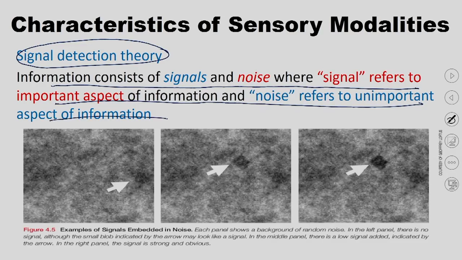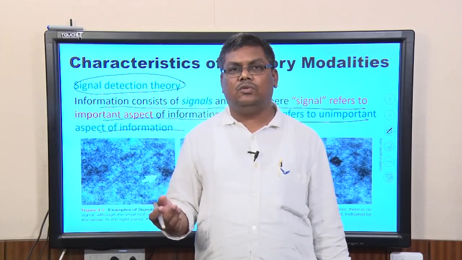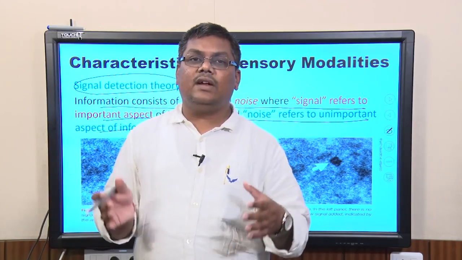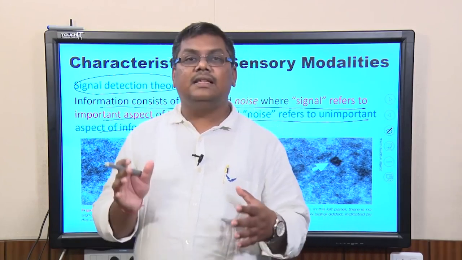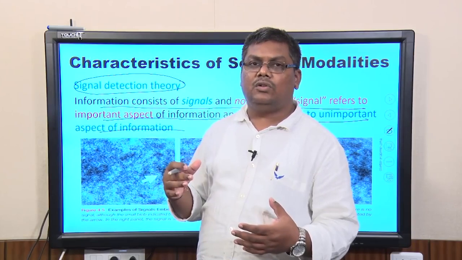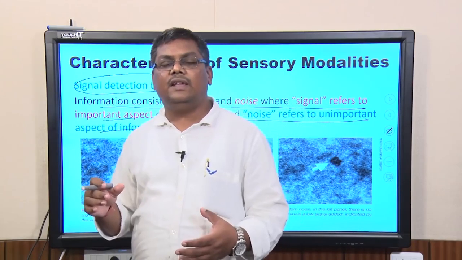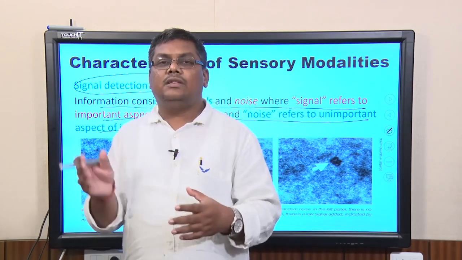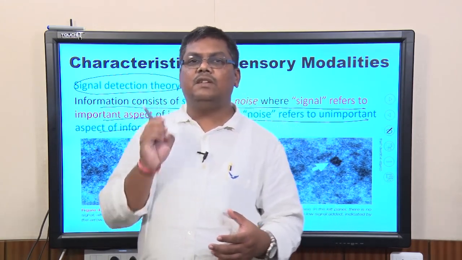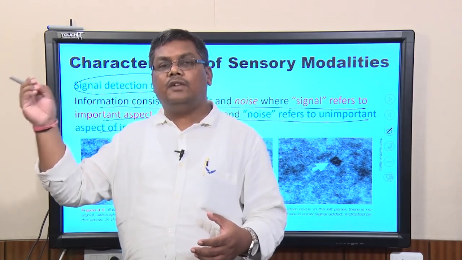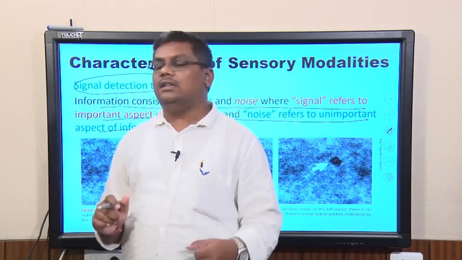Now, how does this theory actually start? Any signal which is given to you, any stimulus which is given to you, your sensory system is never accurate. The reason why this sensory system is never accurate is that the stimulus which is impinging onto you is composed of noise as well, the environmental noise as well as internal noise. Your brain also makes some noise, and so detection of stimuli becomes difficult because the stimulus that you look at is composed of noise from the external source as well as internal noise.